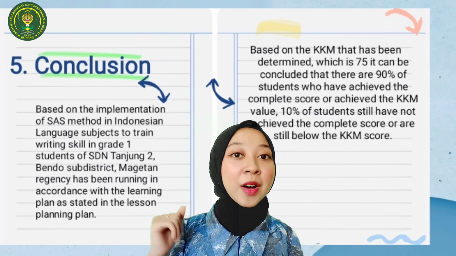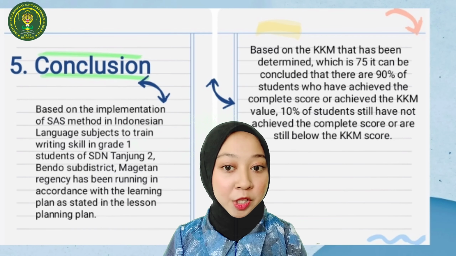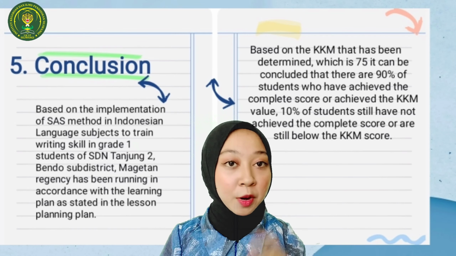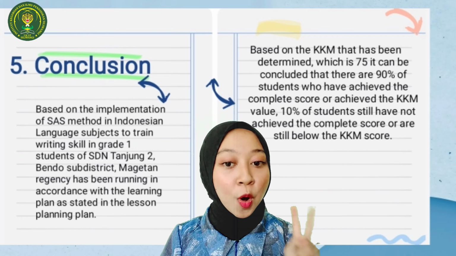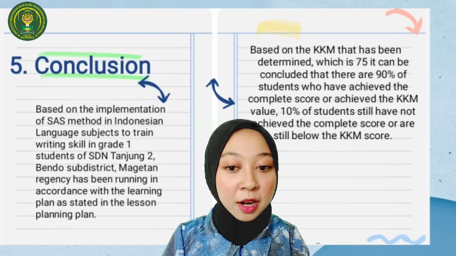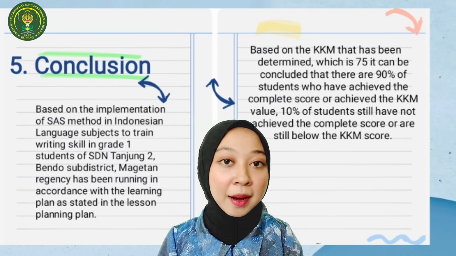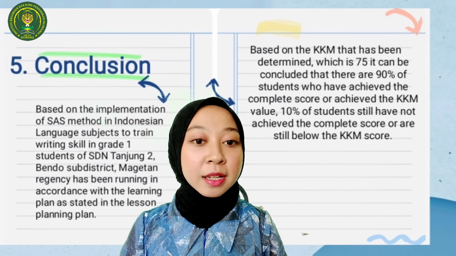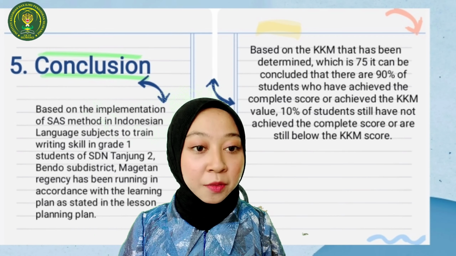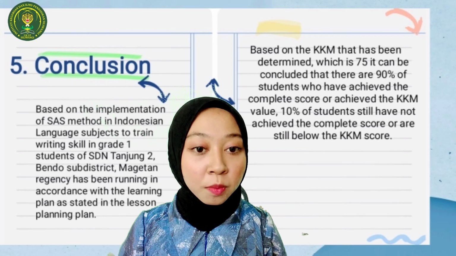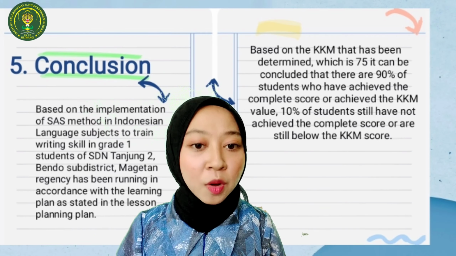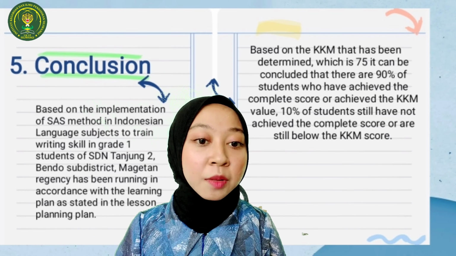And last, number 5, conclusion. Based on the implementation of SAS method in Indonesian language subjects to train writing skill in grade 1, students of SDN Tanjung 2, Bendo Subdistrict, Magetan Regency, has been running in accordance with the learning plan as stated in the lesson planning plan. Based on the KKM that has been determined, which is 75, it can be concluded that there are 90% of students who have achieved the complete score or achieved the KKM value. 10% of students still have not achieved the complete score or are still below the KKM score.